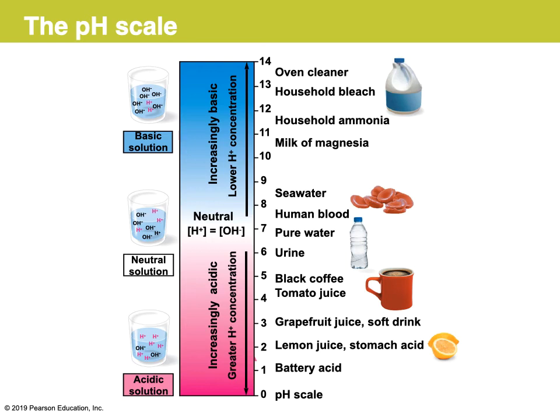Urine is a little more acidic, so there are more hydrogen ions in that than there are in human blood. Seawater is actually pretty similar to human blood. The fact that all life began in the ocean, probably this is a remaining element of that, because we sort of have seawater in our blood, if you think about it that way.